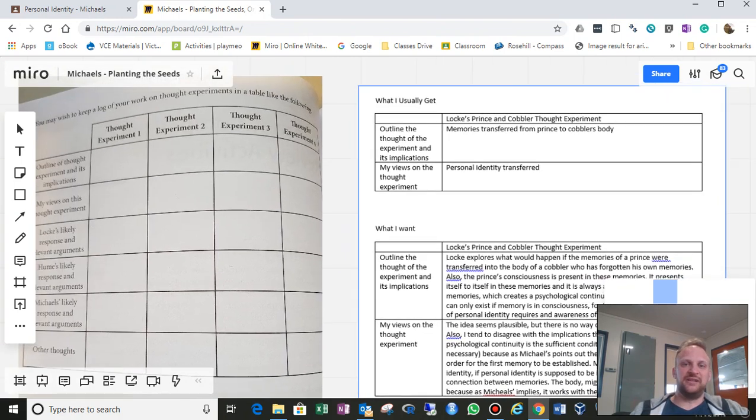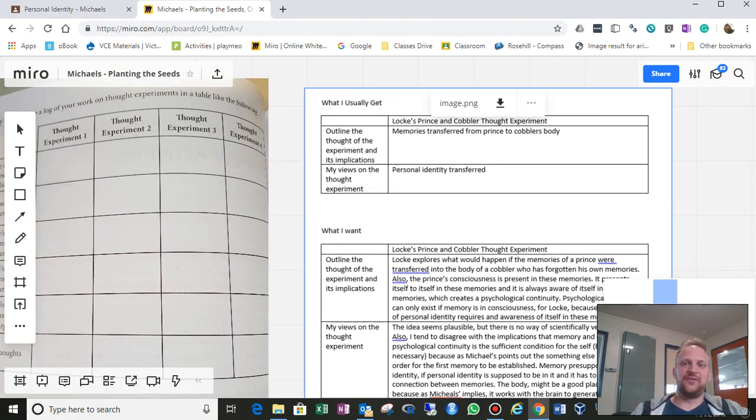Now, what do I usually get? Well, if I asked you to outline the thought experiment and its implications, it would be very, very, very common for people to be lazy and just go, memories transferred from Prince to Cobbler's body. Now, when it comes to an exam environment or when it comes to a SAC environment, that is not going to help you at all. You haven't laid down the hard work, all right? And you haven't really given me enough information to say, look, your thinking is around about 80% correct. Here's a couple of the assumptions you've made in your response that you need to fix up to get it to 95 or 100%, right?